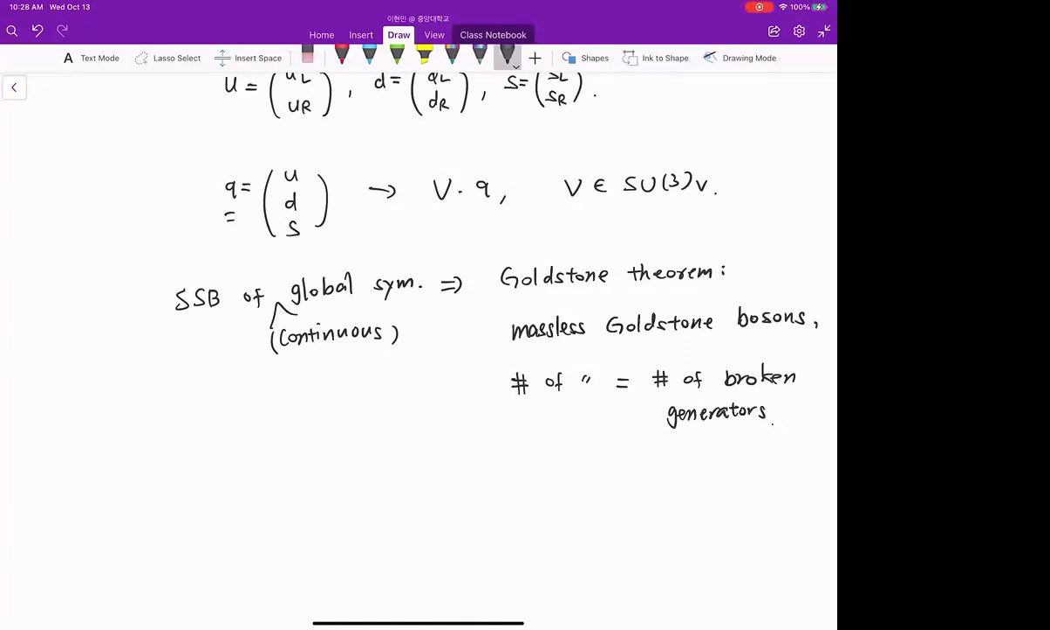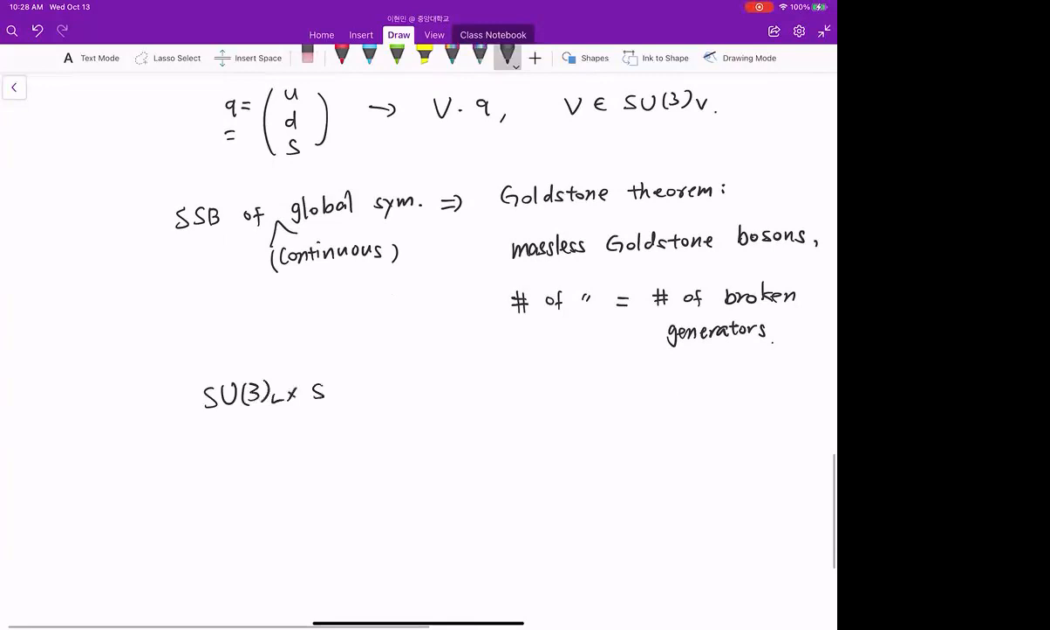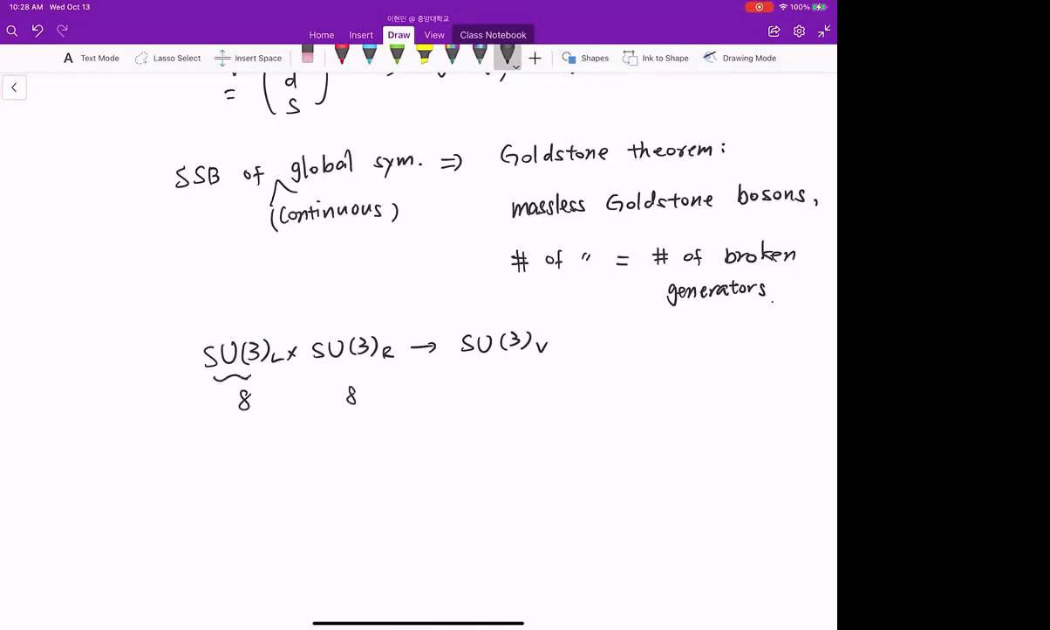So the number of broken generators: SU(3) flavor cross SU(3) flavor is broken down to SU(3). We have eight generators in the SU(3) flavor, and in SU(3) we have eight. The difference is eight. Therefore, eight Goldstone bosons, GBs. Those we call mesons.